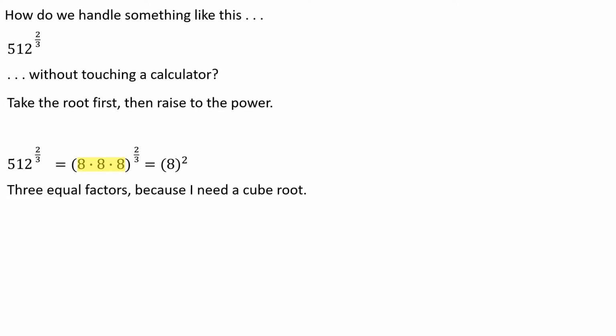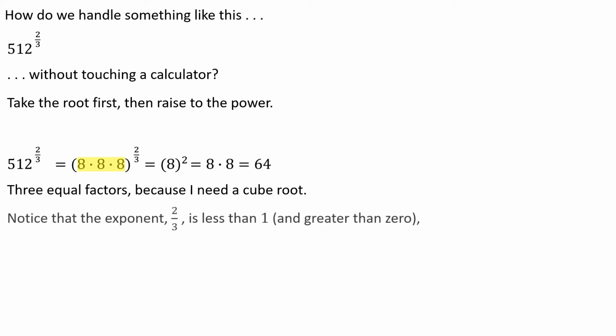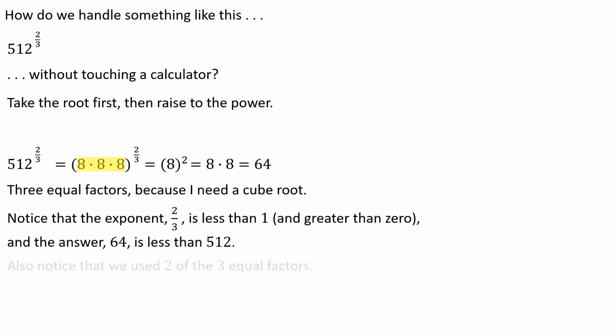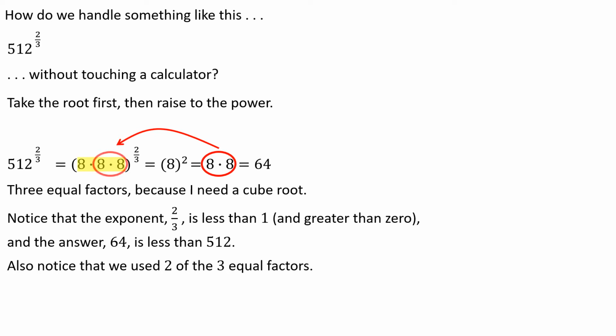Now I can square that. 8 times 8 is 64. Right? Notice that the exponent 2/3 is less than 1, and so the answer 64 is less than that number I started with, 512. Right? If the exponent is less than 1, my answer should be smaller than whatever number we had started with before we applied the exponent. Also note, we use 2 of the 3 equal factors. Right? That's what that exponent of 2/3 is telling me. It says, hey, you need 3 equal factors, use 2 of them.